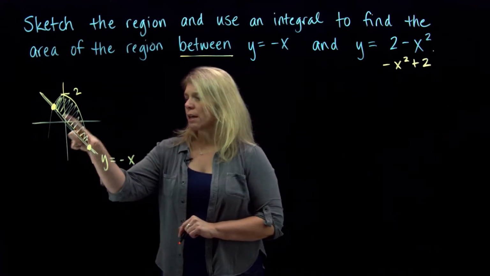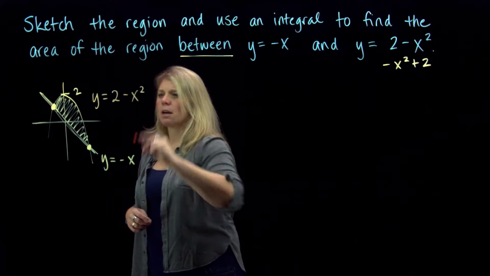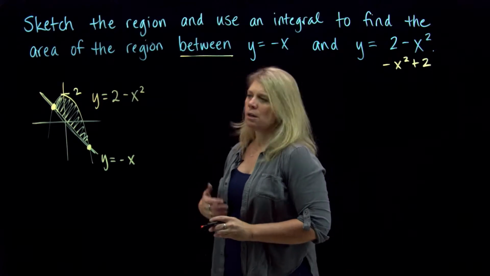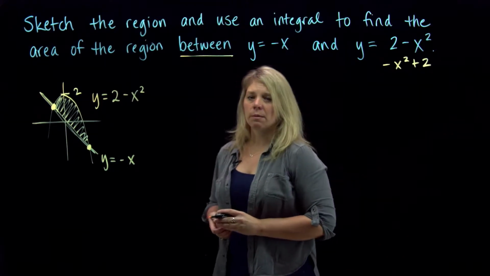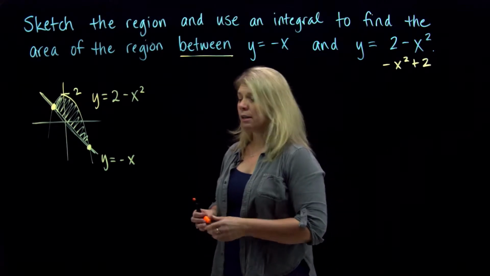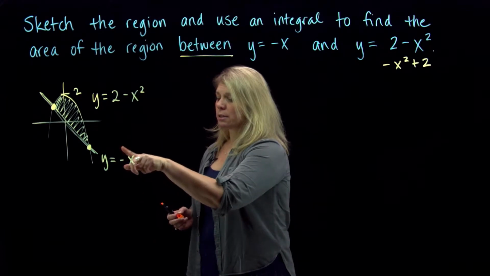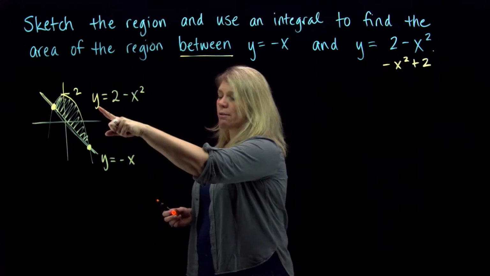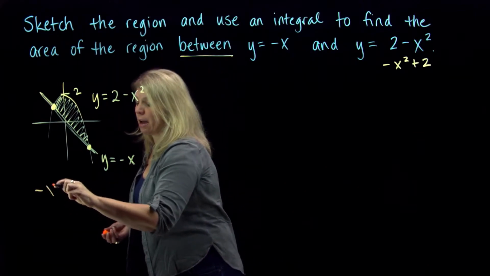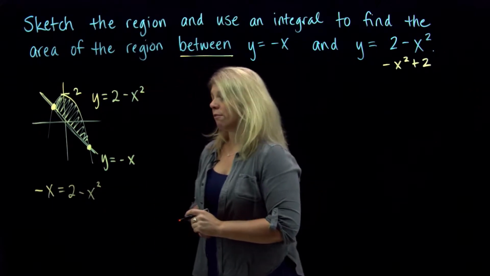So we're just looking for the intersection points between these two function equations. In essence, we're really solving a system of equations here algebraically. We have a lot of methods for solving a system of equations. I would use some variation of substitution here for this particular one. So I have here y equals negative x, so I can substitute that into my other equation in place of y. So I get negative x equals 2 minus x squared, and then I need to solve for x.